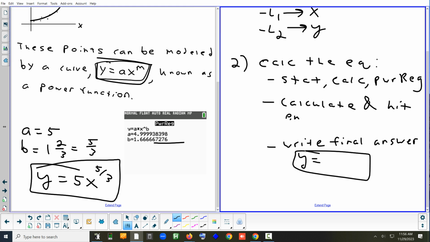If you don't put the y equals, you only get a half because it's an equation. You've got to have an equal sign in there. And then the right-hand side, you've got to figure out what number goes in that box and what number goes in that box. And that's what the calculator will tell you.